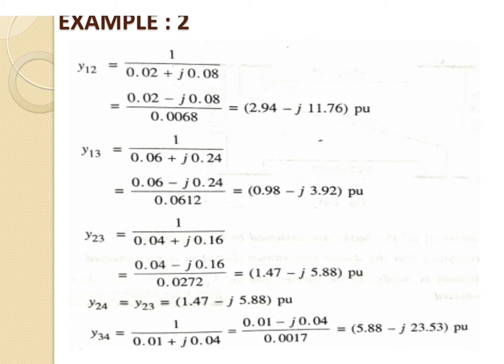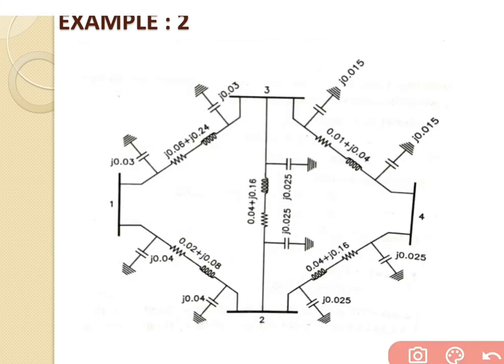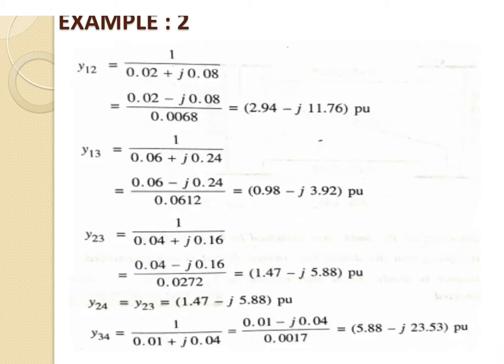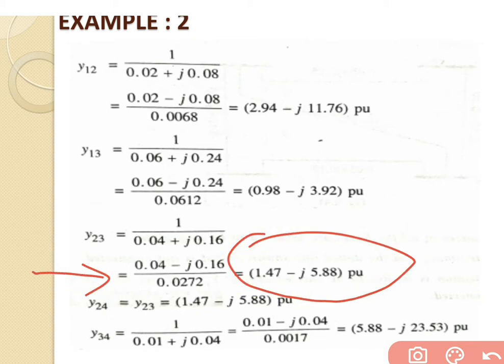Then we will go for the next parameter, that is Y23. From the figure, Y23 is connected over here and the value of impedance is 0.04 + j0.16. So we write Y23 = 1/Z23 and put the value of Z23 = 0.04 + j0.16. Try to solve the equation. We will get the answer 1.47 - j5.88 per unit.